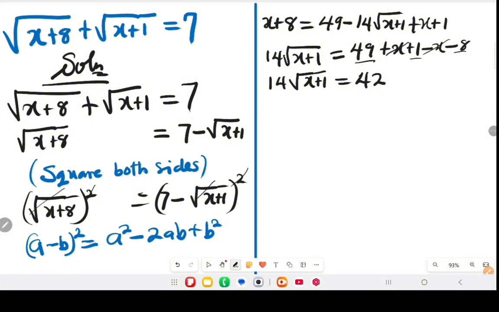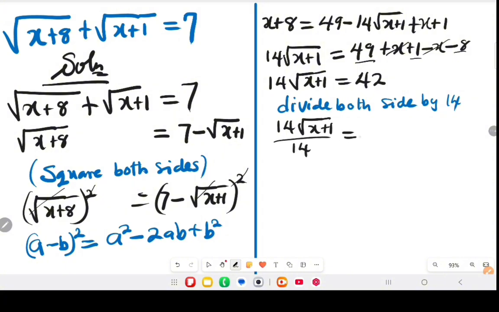Next step, we divide both sides by the coefficient of square root of x plus 1, which is 14. When we divide both sides by 14, we have 14 root of x plus 1 all over 14 equal to 42 all over 14. We cancel 14, left with root of x plus 1 equal to 7 into 14 gives us 2. 7 into 42 gives us 6. 2 here, 1. 2 into 6, 3. So we are having 3.